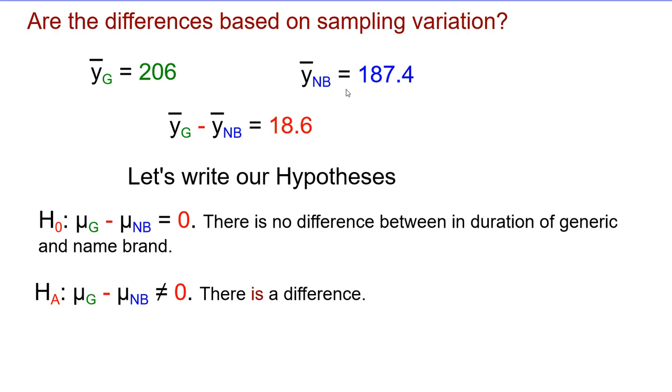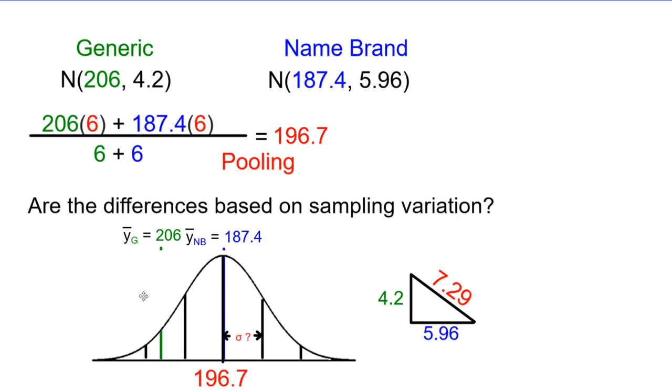Okay, so let's write our hypotheses. Our null hypothesis, H naught, is that the generic minus the name brand is equal to 0. So there's no difference between the duration of generic and name brand batteries. The alternative, we're going to do two-sided. We could just do one-sided, but we're just going to say that there is a difference. If we were doing a one-sided test, we would say that this value, the generic minus the name brand, would be greater than 0, which would be saying that the generic is outlasting the name brand, because that's what we'd be interested in. So a lot of times you can do one-sided or two-sided. It just depends on the context.